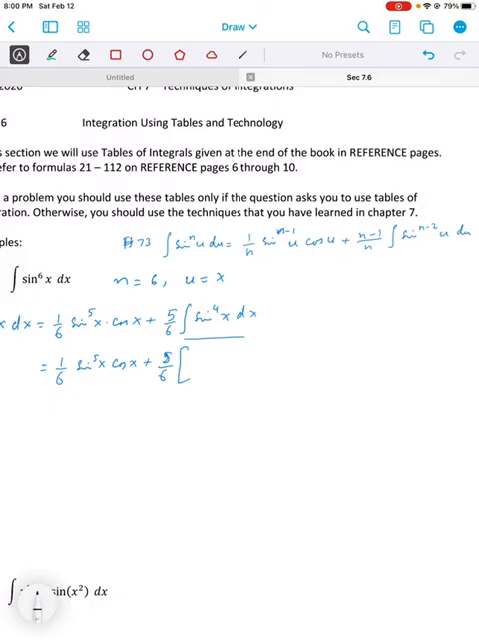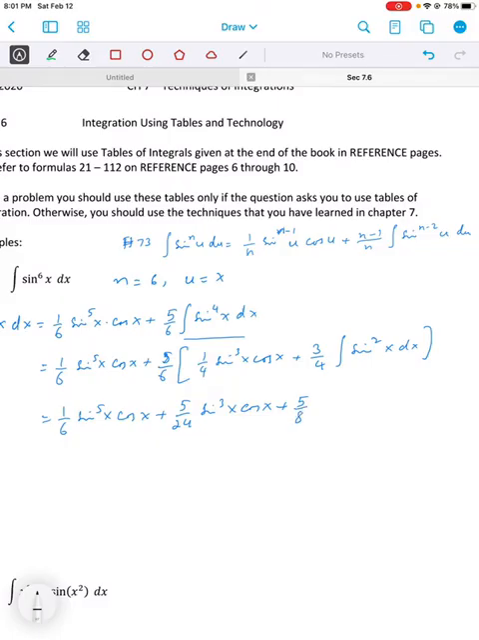So apply the formula again. Now our n is 4. So we have 1 over 4 sine cubed x times cosine x plus 3 over 4 integral of sine. So n was 4, so it becomes sine squared x dx. So we write the first term as it is and distribute the 5 over 6. So I get 5 over 24 sine cubed x cosine x plus, so 3 goes into 6, so 5 over 8.